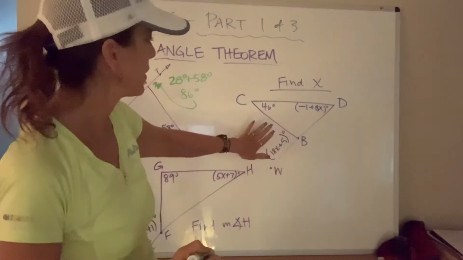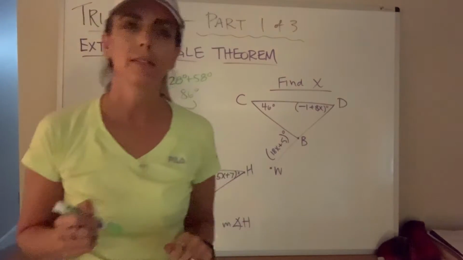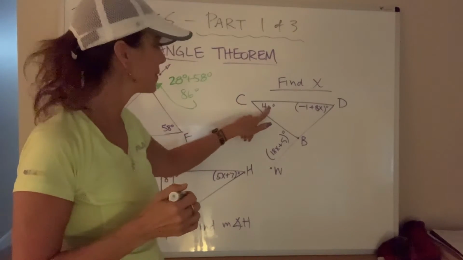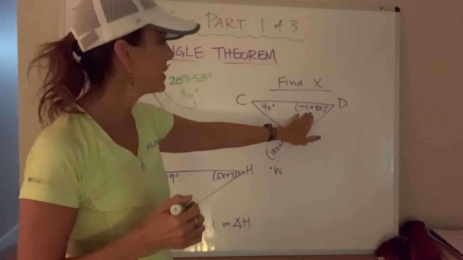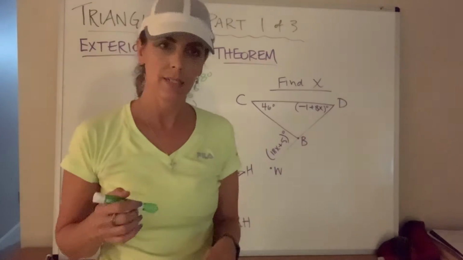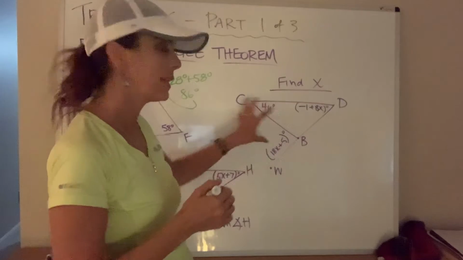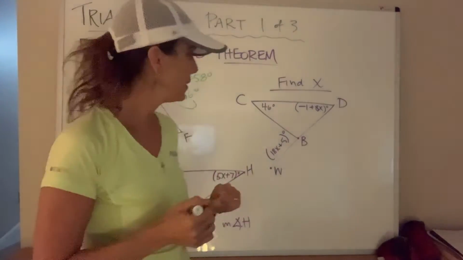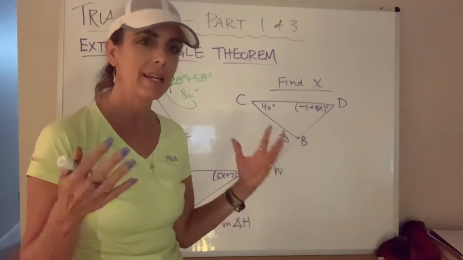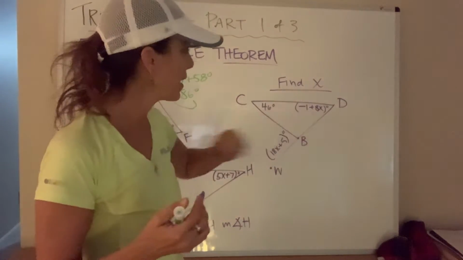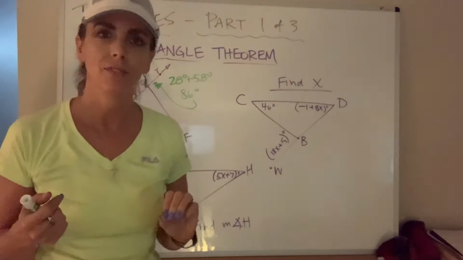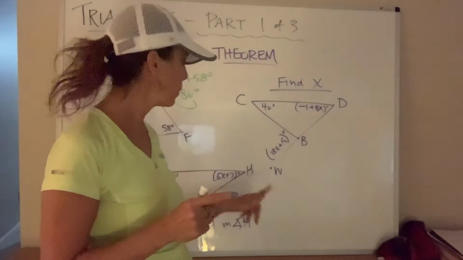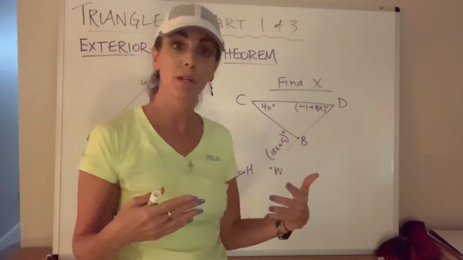Okay, how about this one over here? I'm looking for x in this case. And what am I given? I'm given the measure of angle C is 46 degrees. The measure of angle D is negative 1 plus 8x degrees. And the measure of this angle on the outside of the triangle is 18x minus 5 degrees. Again, I see the relationship that I need. The sum of the measures of these two angles will equal the measure of this angle. So I can just set up an equation and solve.